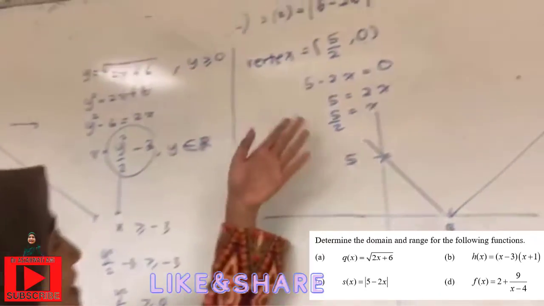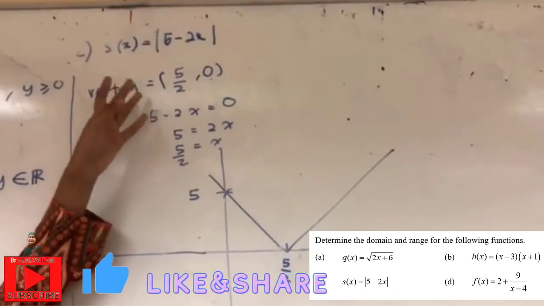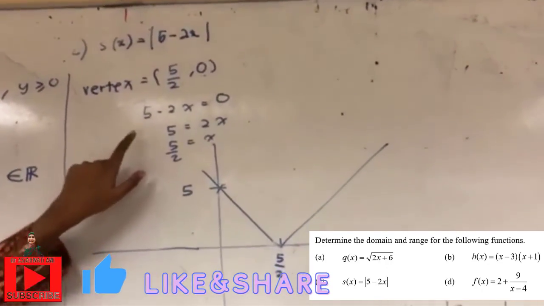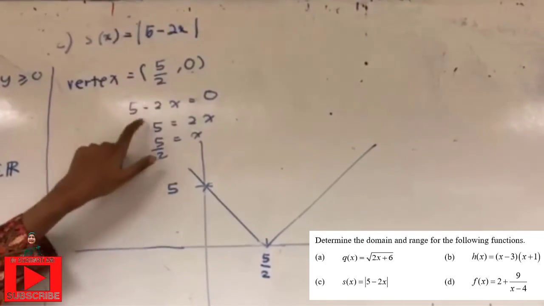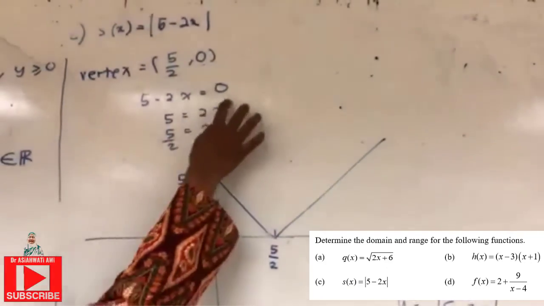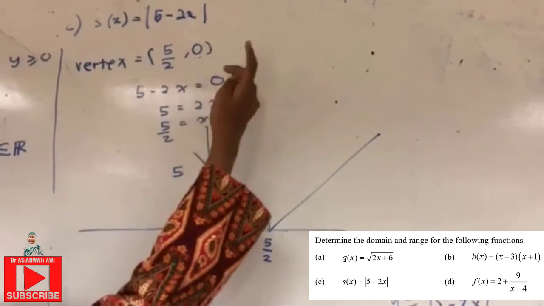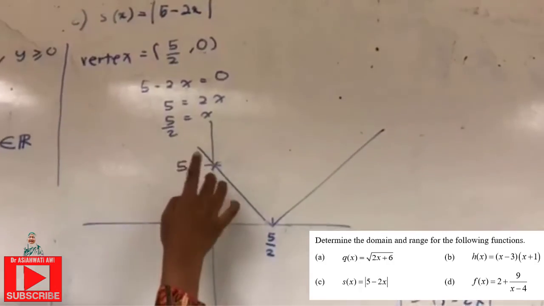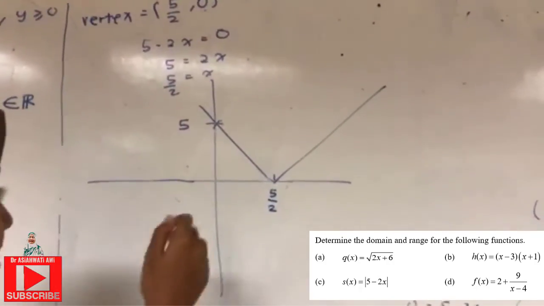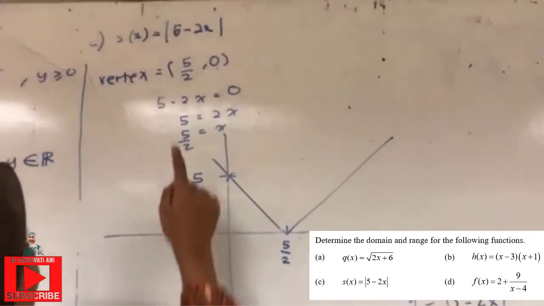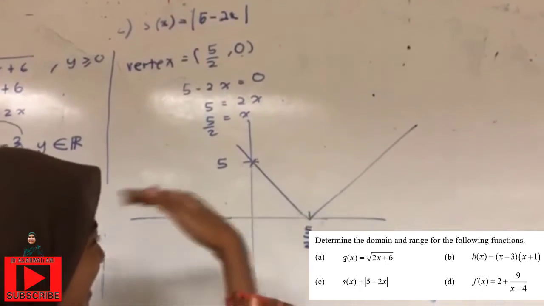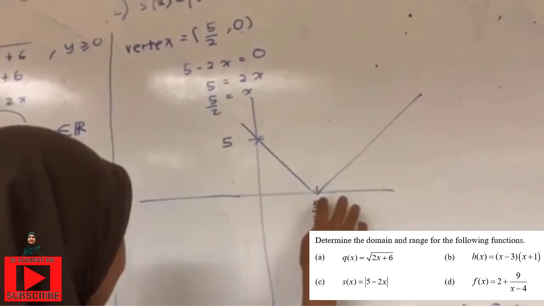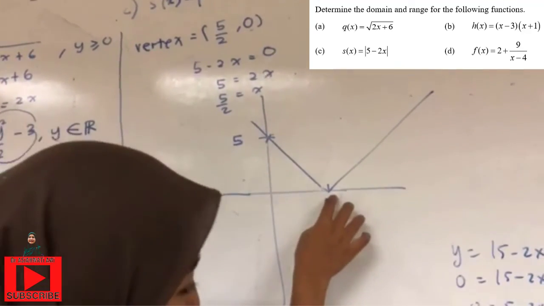Okay, itu soalan 4C. S(x) equal to modulus 5 tolak 2x. Vertex dia, buat equation ni sama dengan kosong. Lepas tu Y dia sama dengan kosong, letak dalam vertex. Y equal to 0. Lepas tu selesaikan, dapat X sama dengan 5/2. Lepas tu lukis graf. Negatif 5/2, dia punya dekat sini. Lepas tu macam mana?